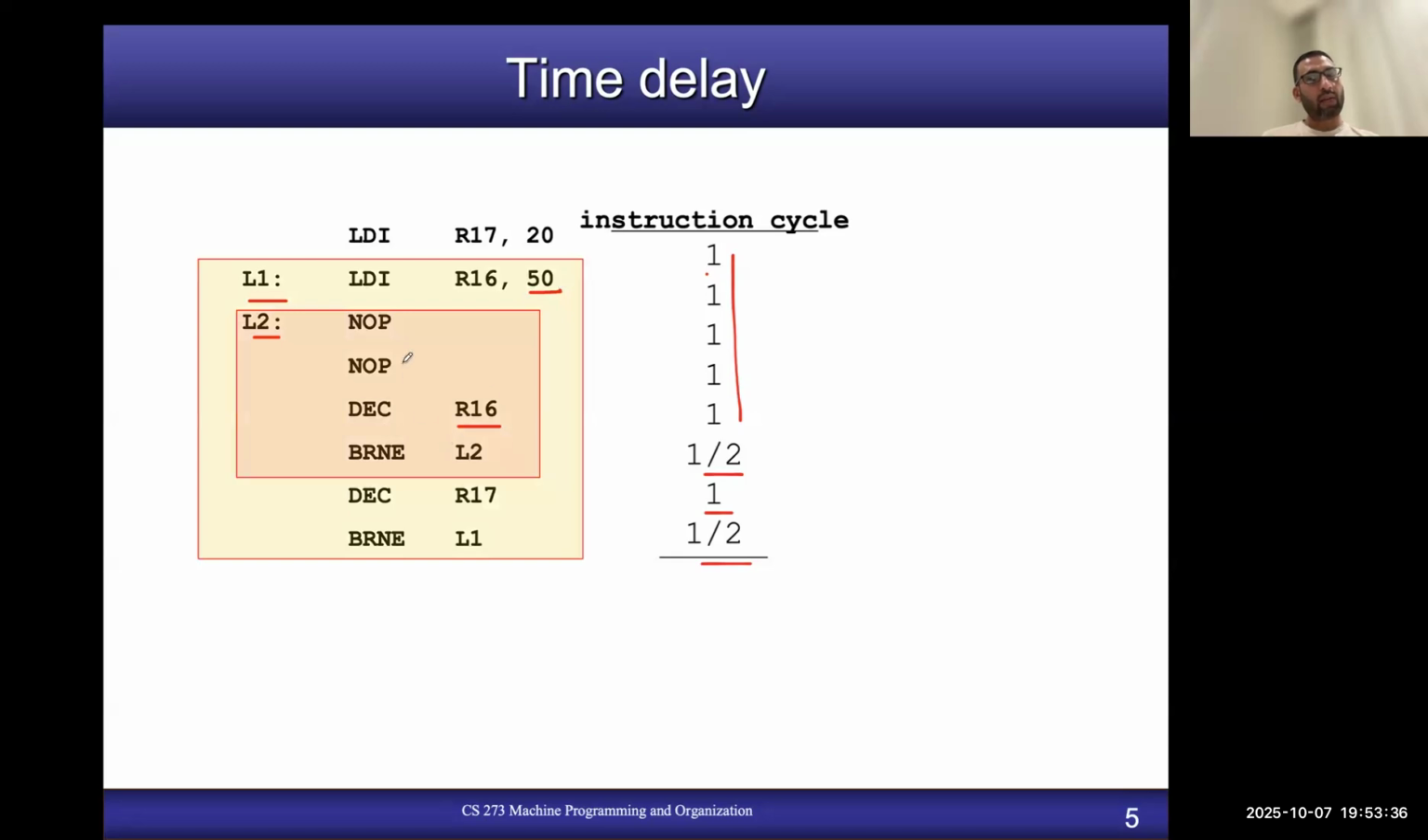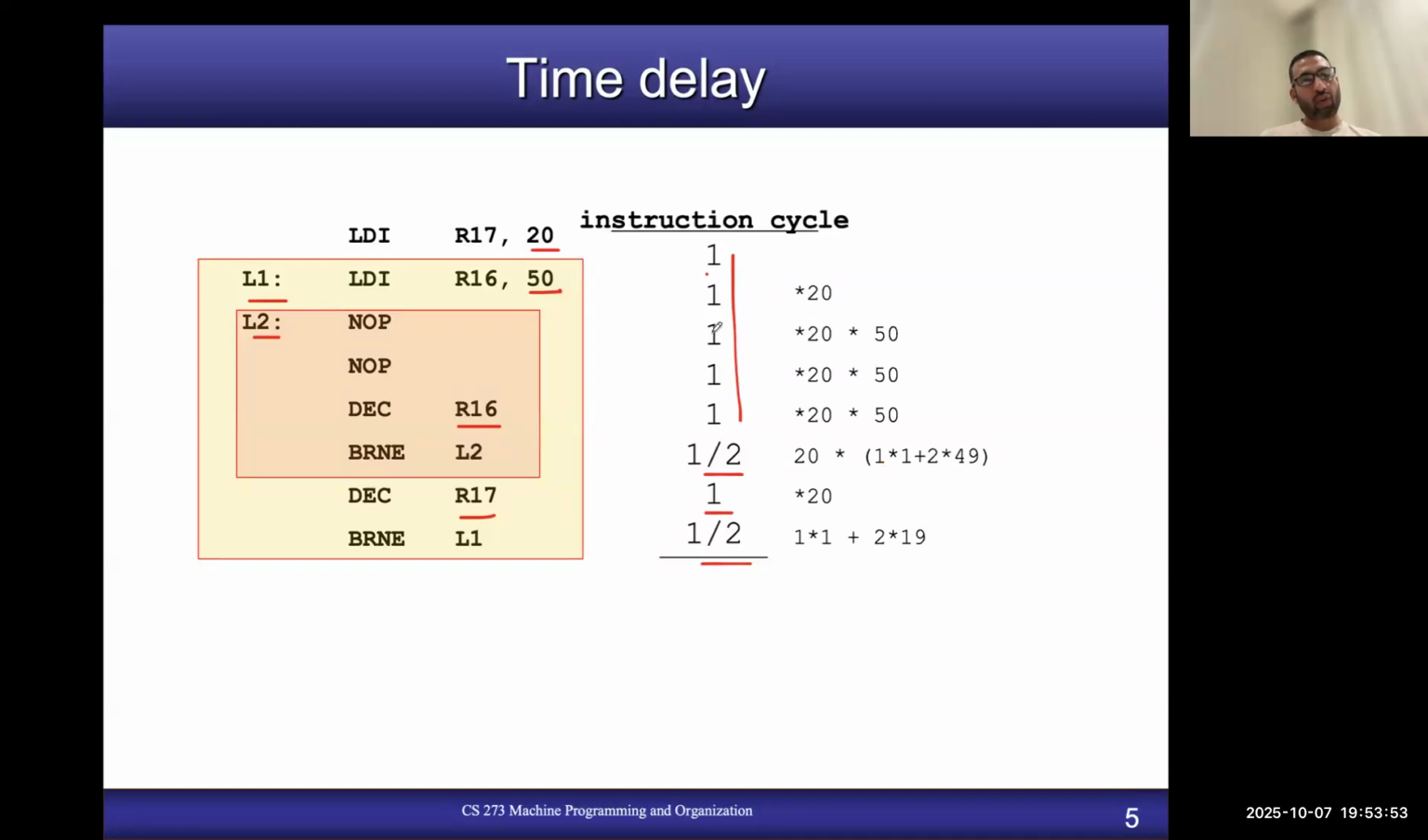And then we also have an outer loop, right? How many times is the outer loop executed? Remember, we are decrementing the value of R17, so it is our loop counter and its initial value is 20. So it will be executed 20 times, right? So what can I do?